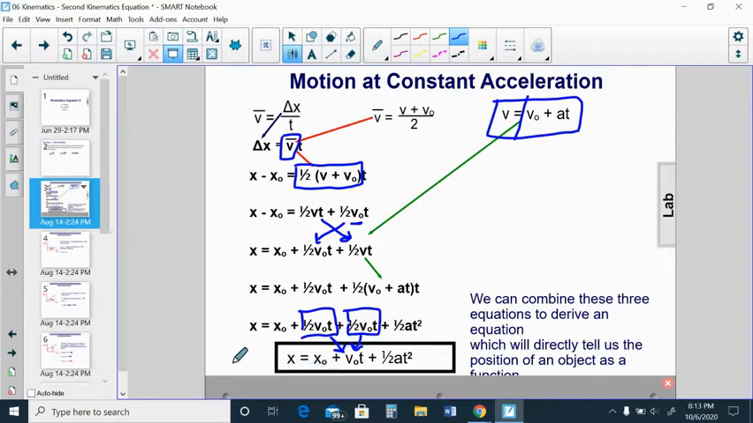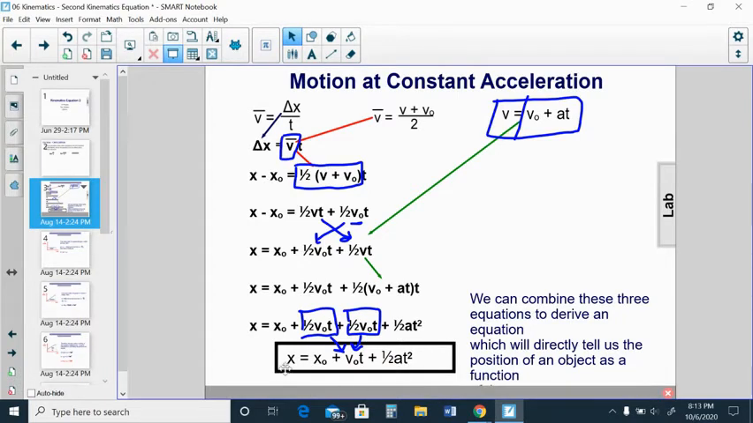So what we end up with is displacement equals initial displacement plus initial velocity times time plus half acceleration times time squared. Now what this equation will be used for is to tell us the position of an object as a function of time. So now we're bringing displacement basically into a kinematics equation. The first kinematics equation, we were just focusing on velocity as a function of time. Now we are able to also bring in displacement. So you can solve for the displacement of a moving object as a function of time.